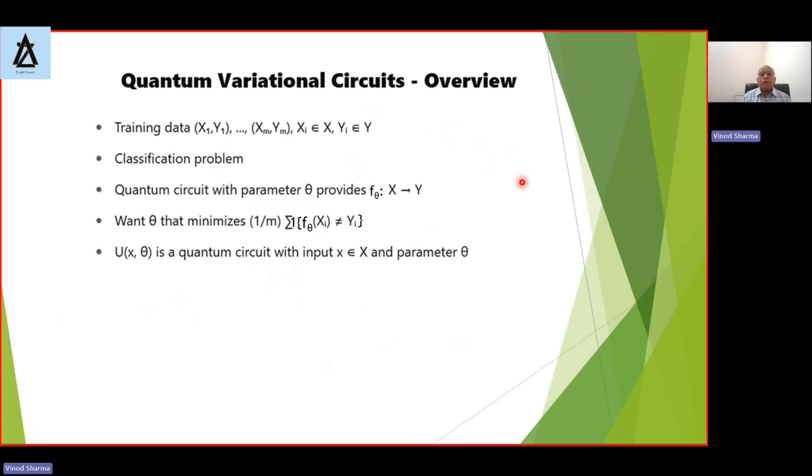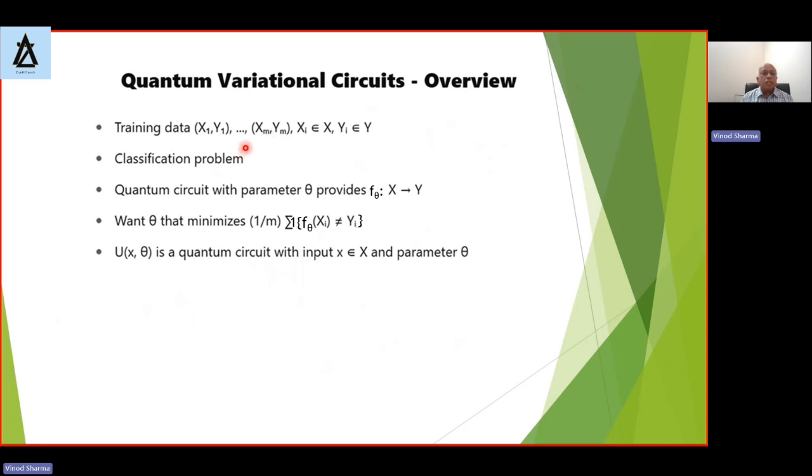Now we talk about the next class of circuits. This is a general class of quantum circuits called quantum variational circuits, and this has been recently found to be very, very useful, especially in the near-term context when the qubits are still not very reliable. And so this kind of quantum circuits have been found to be very useful. Now we use these concepts for getting quantum machine learning algorithms.